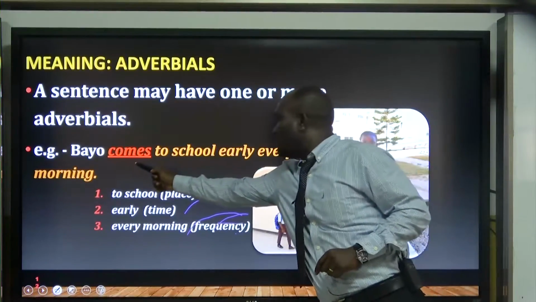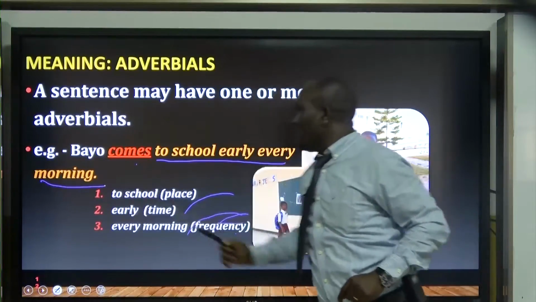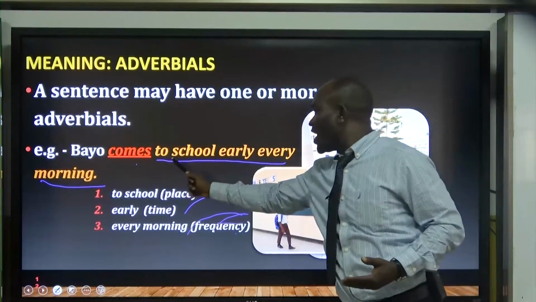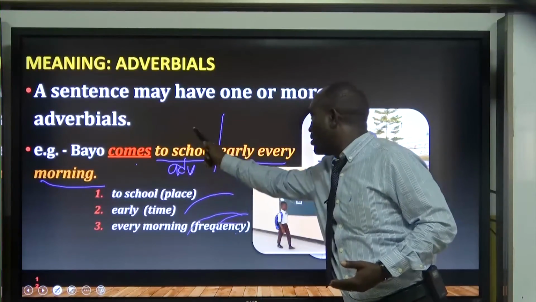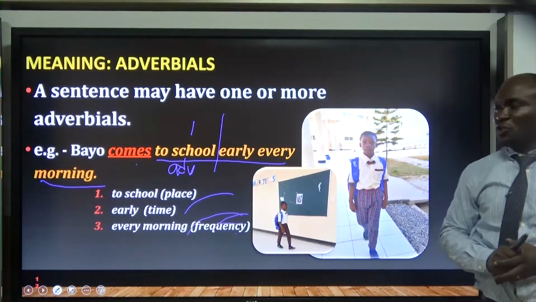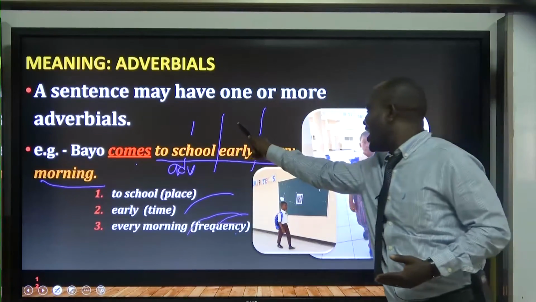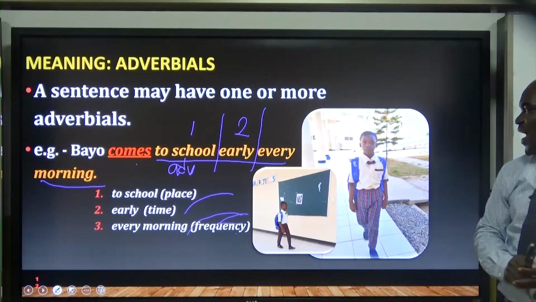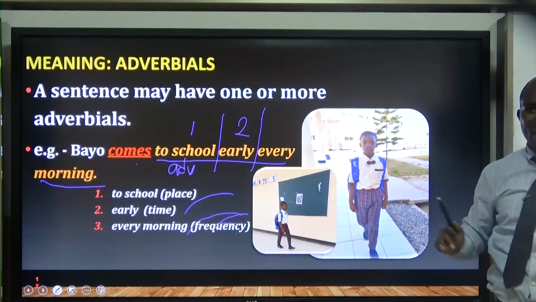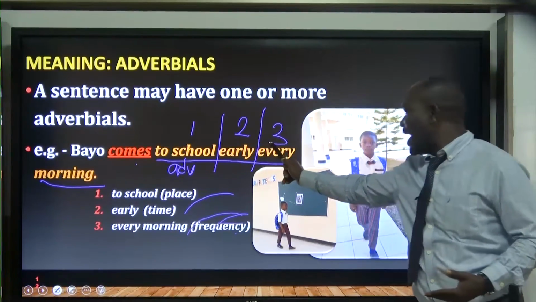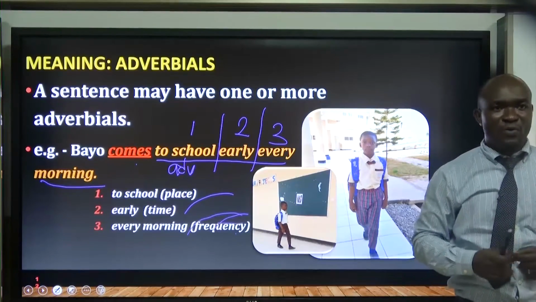Okay, we have the verb comes, and then we have the adverbials to school, early, every morning. Let's see how many adverbials are here. We can say Bayo comes to school. We have an adverbial here, isn't it? Let's call this one. We say Bayo comes to school early. That sentence is correct, isn't it? Good. So we have another adverbial. We'll call it two. Then Bayo comes to school early every morning. How many adverbials? We have every morning as the third adverbial in this sentence. So you can see in one sentence, you can have more than one adverbial.